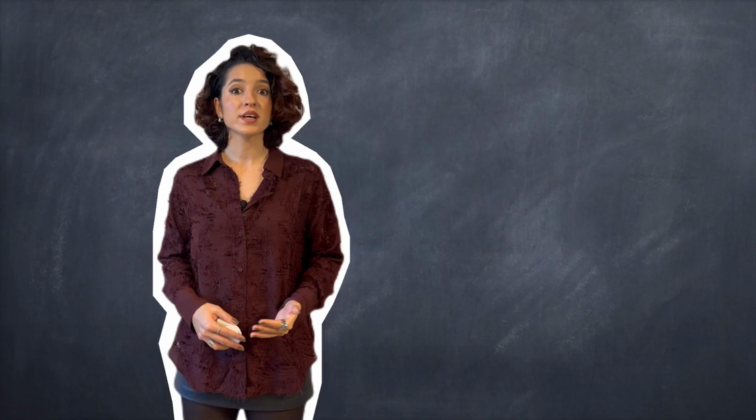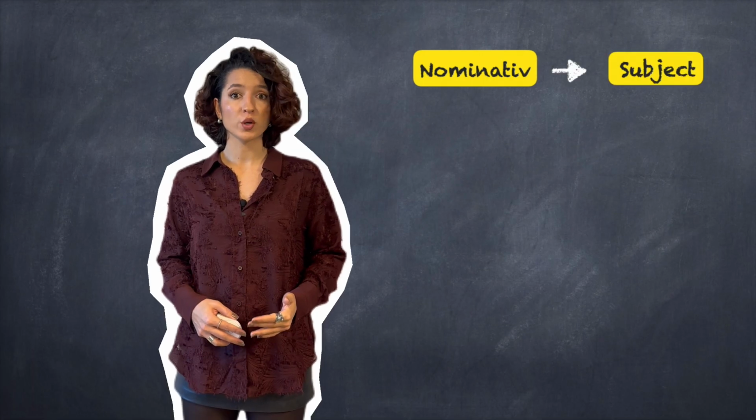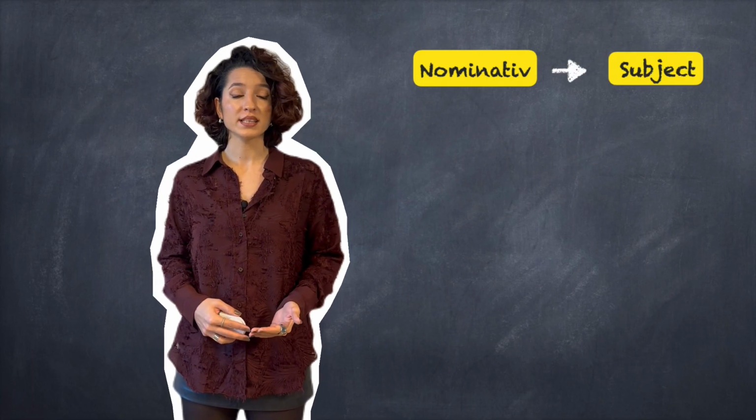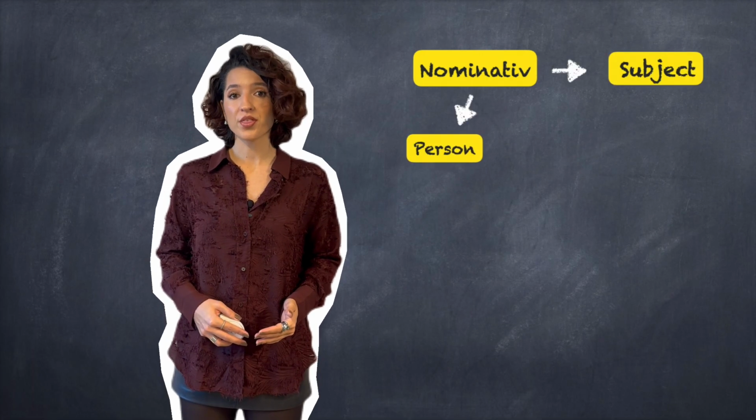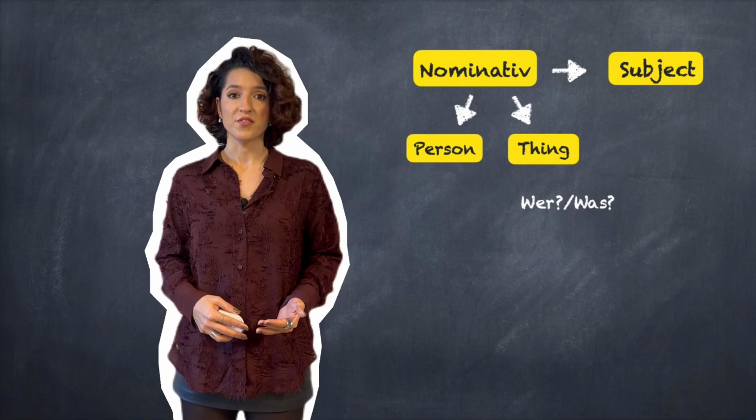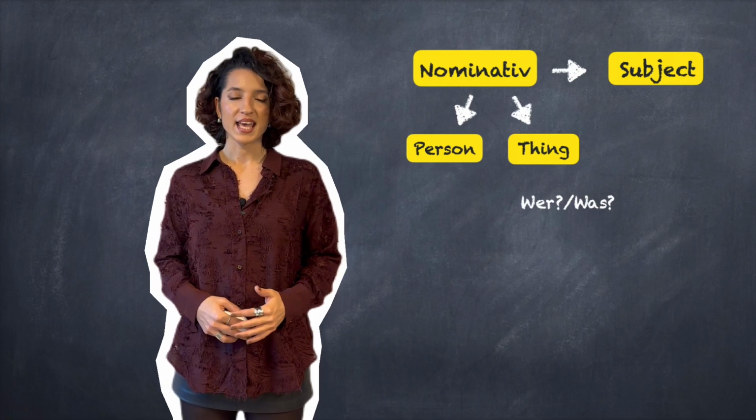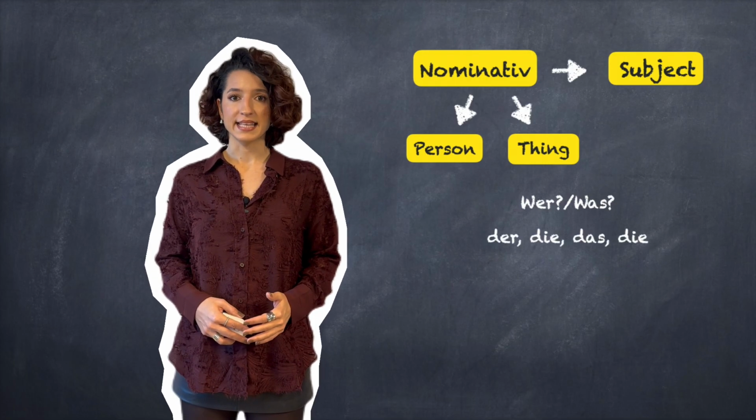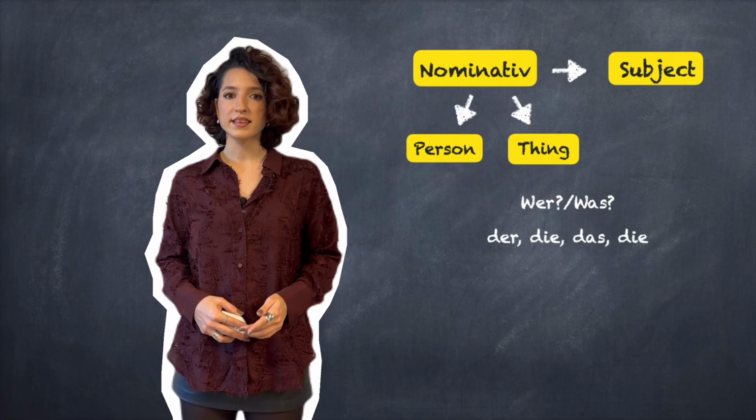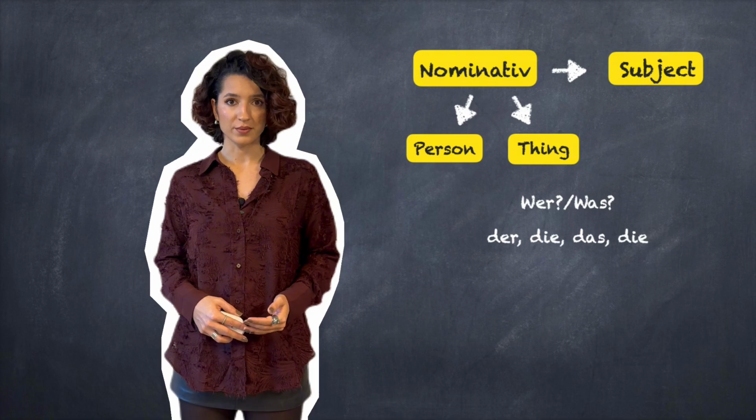We will start with the nominative case. The nominative case is always the subject of the sentence. The nominative can be a person or a thing. The questions for the nominative case are wer or was, who or what. And the articles are der, die, das and die, masculine, feminine, neuter and plural.